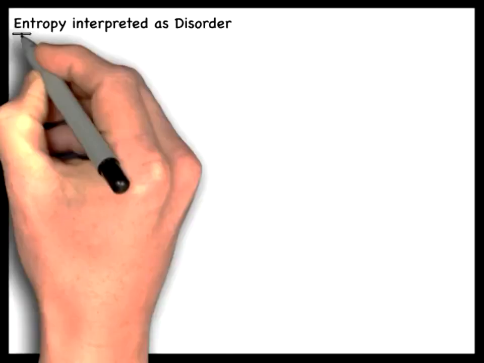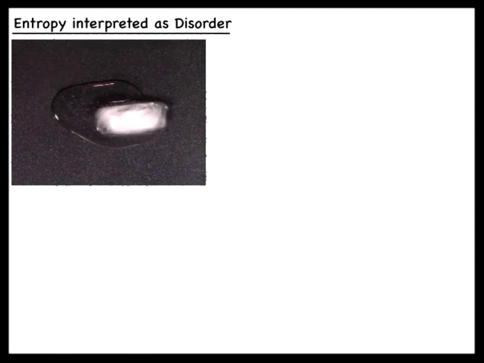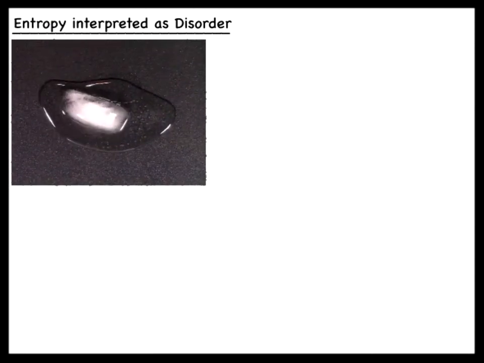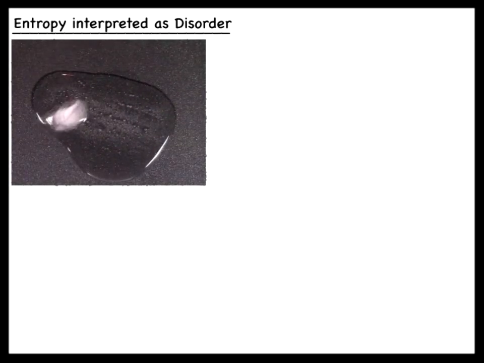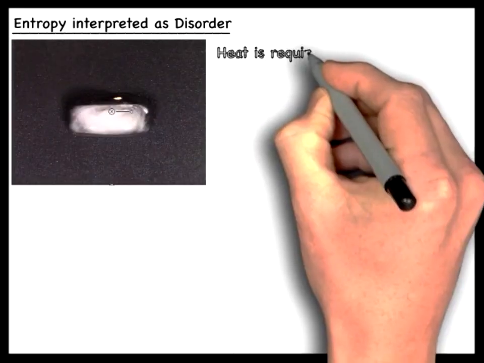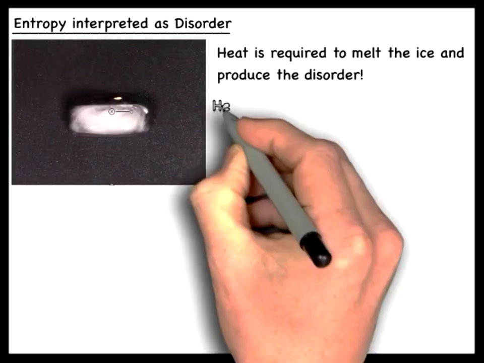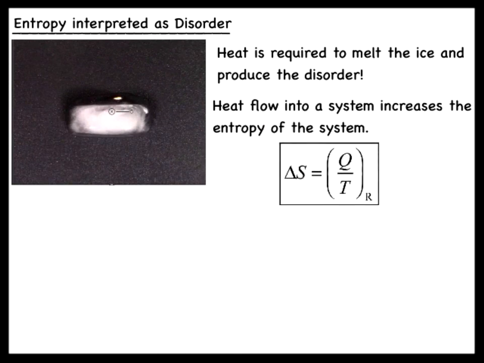Entropy can be interpreted in terms of order and disorder. As an example, consider a solid block of ice, with its H2O molecules held rigidly in place in a highly structured and ordered arrangement. In contrast, once the ice melts, the liquid water molecules are in a much more disordered and unorganized arrangement. Heat is required to melt the ice and produce the disorder. Moreover, heat flow into a system increases the entropy of the system according to equation 15.18. In general, we associate an increase in entropy with an increase in disorder.